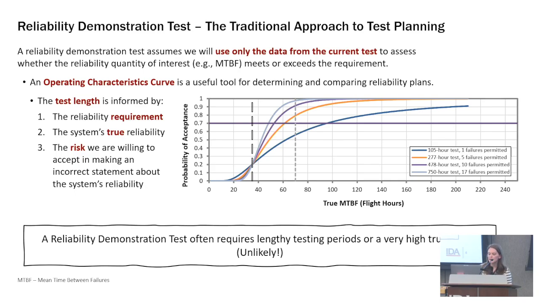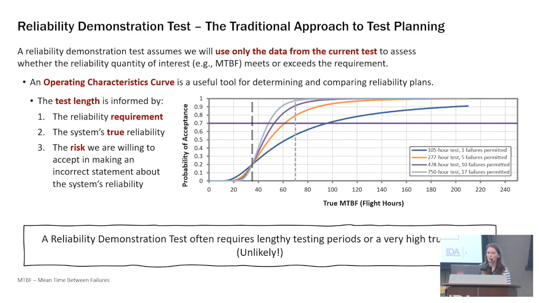So if we focus in on that shortest test plan, which is the curve in dark blue and is 105 hours of required testing, you can see that to have a high probability of demonstrating reliability, we need a true mean time between failure of around 95 flight hours. And so that's very unlikely, right? That's greater than even our objective going into the study.